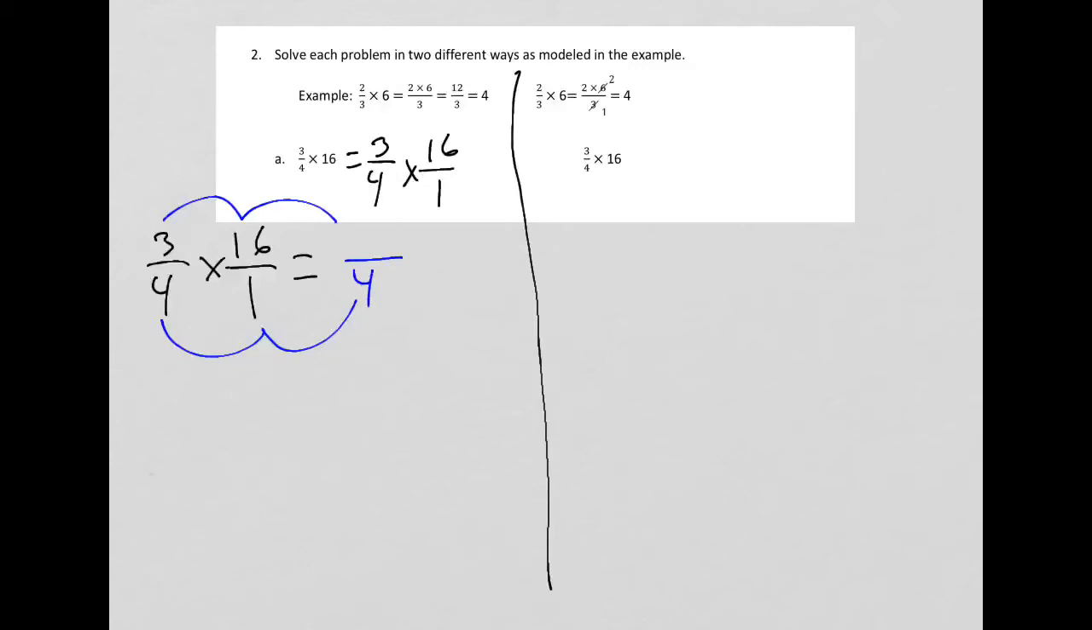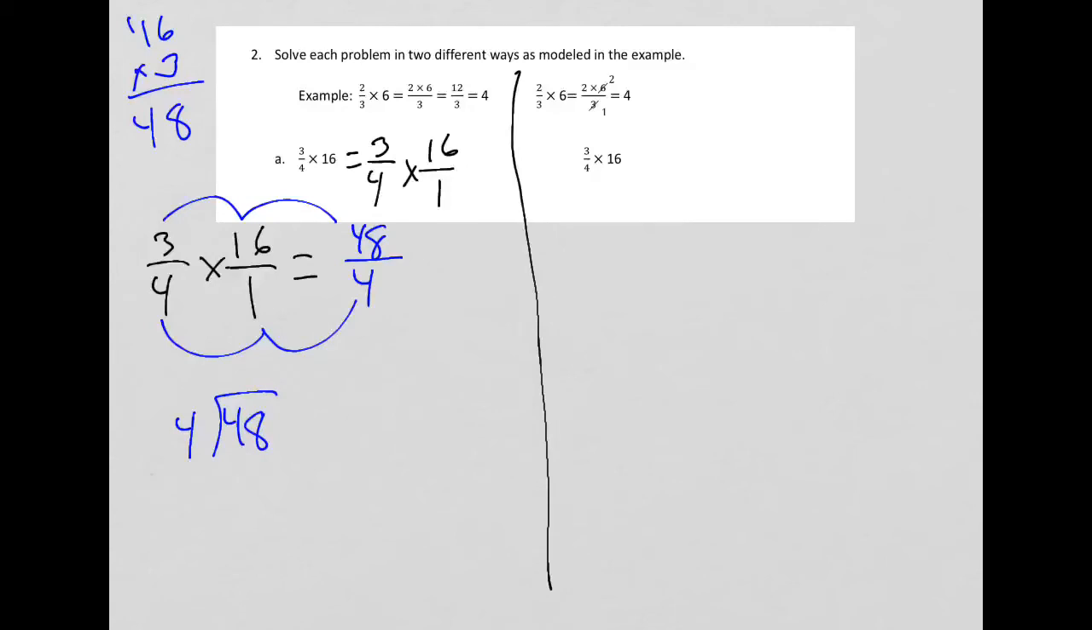Well, 4 times 1 I can do in my head. That's 4. 3 times 16 I might need to do on the side, and that is okay. I get 48. So I get 3/4 times 16 over 1 equals 48/4. Now that I have 48/4, I need to simplify that. I need to reduce it down. 48 divided by 4 is what this is telling me to do.